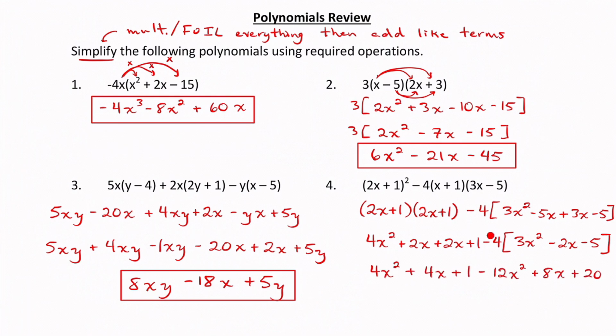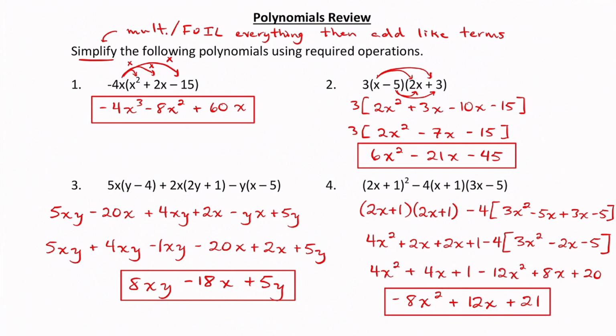Just be careful on these ones. If you have negative 4 times a negative 2, that's going to give you a positive 8x. Same idea with this last one. Negative times negative gives us positive. Okay, now the very last thing, I can put my x squared terms together. I can put my x terms together, and then my constant terms together. And there's our final answer.